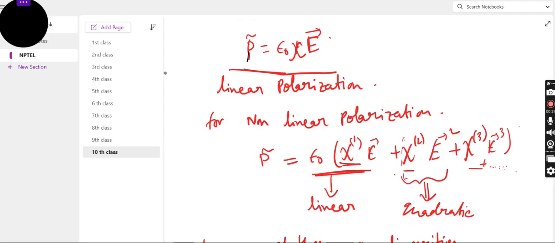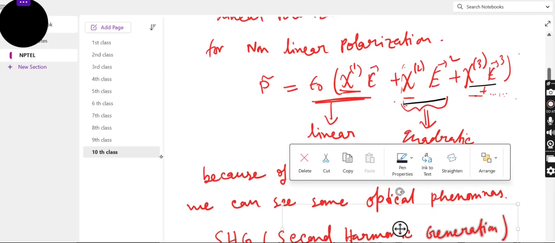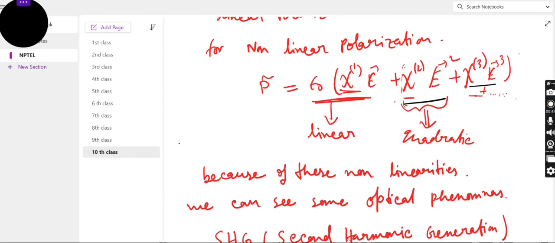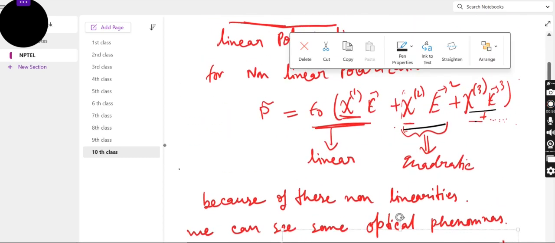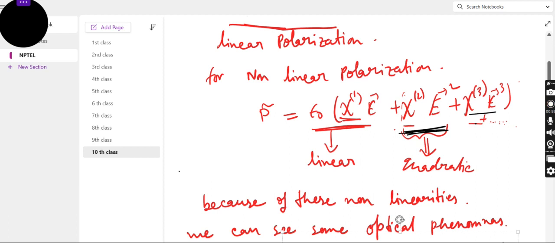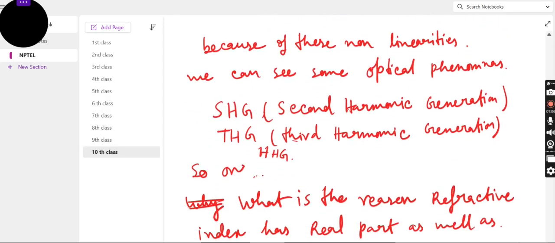This happened when we discussed linear polarization. The polarization is epsilon naught chi e E. But for nonlinear polarization, we have a quadratic term and a cubic term. Because of the nonlinear property of matter, or nonlinear optics, we see some optical phenomena, namely second harmonic generation, third harmonic generation, and subsequently high harmonic generation. Because of the quadratic term, we get second harmonic generation, for the cubic term, we get third harmonic generation, and so on and so forth.